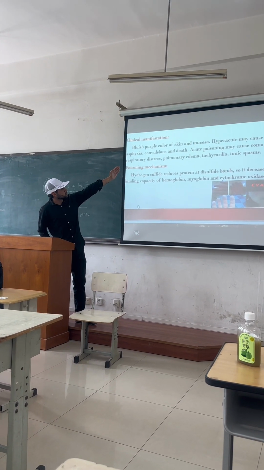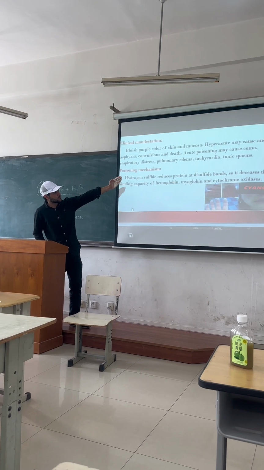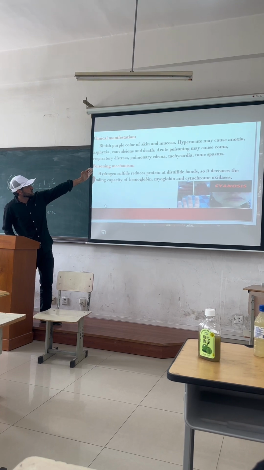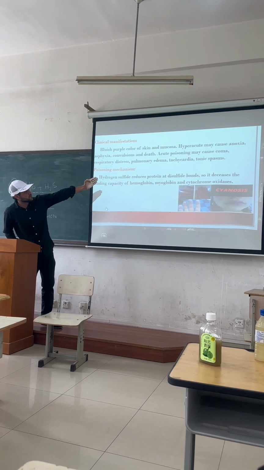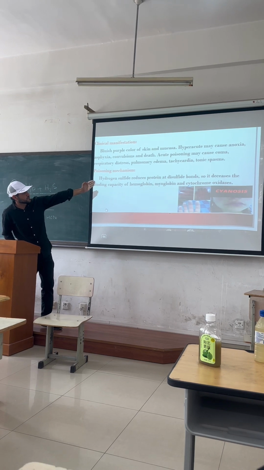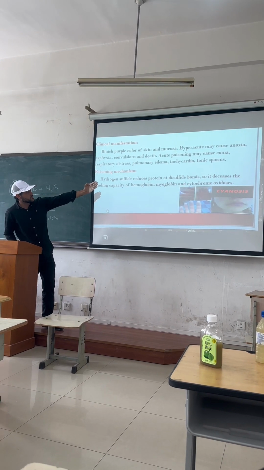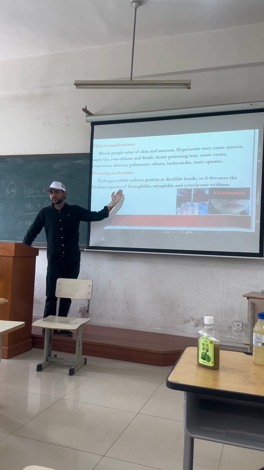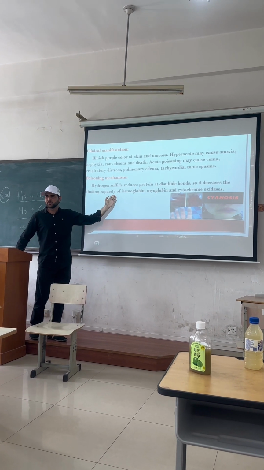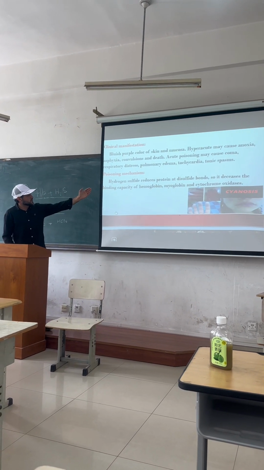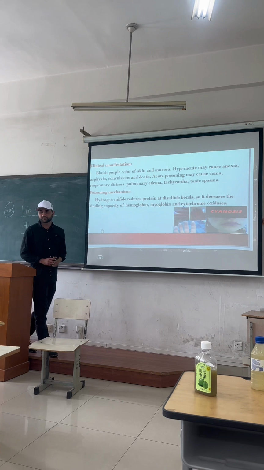Bluish purple color of the skin and mucosa. Hyperacute poisoning may cause anorexia, dyspepsia, convulsions, and death. Acute poisoning may cause coma, respiratory distress, pulmonary edema, tachycardia, and chronic spasm. I think you are all doctors and you know about all of these diseases, so I don't need to explain them. Let's come to our next topic, the poisoning mechanism.